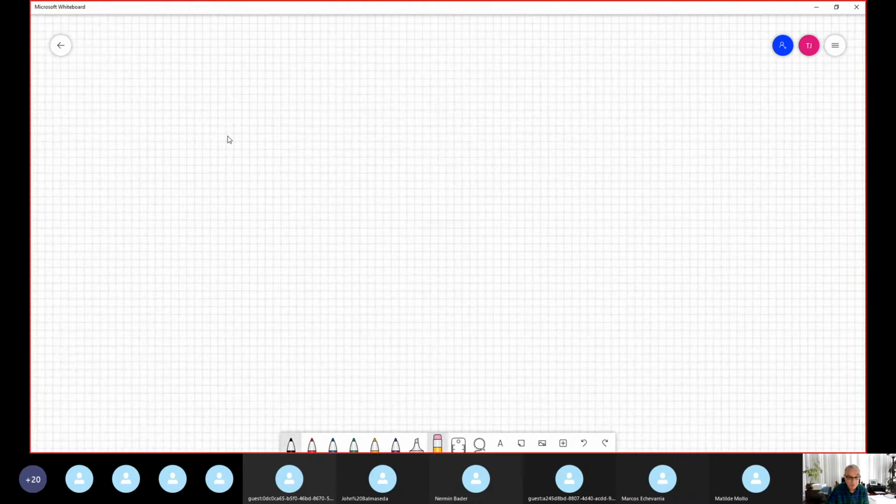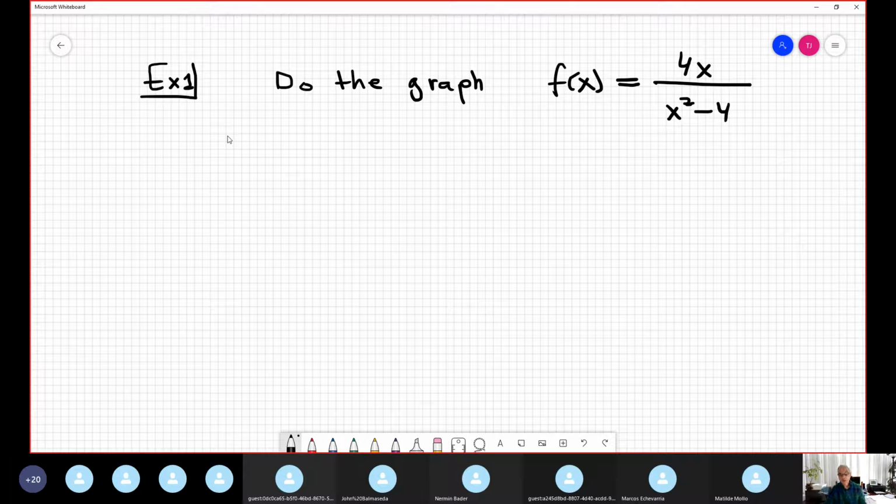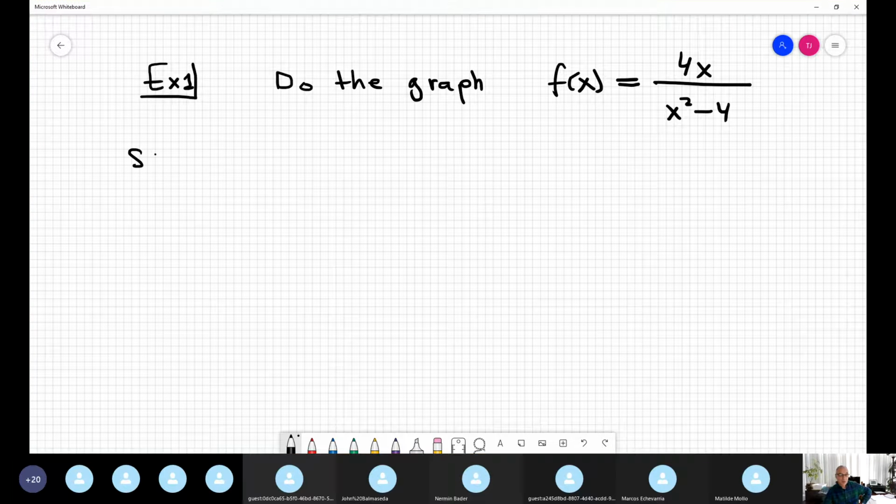Example 1 for today. Do the graph of the function f of x equals 4x divided by x squared minus 4. I highly recommend doing it step by step exactly as I explained. The first step is to factor. Step 1.